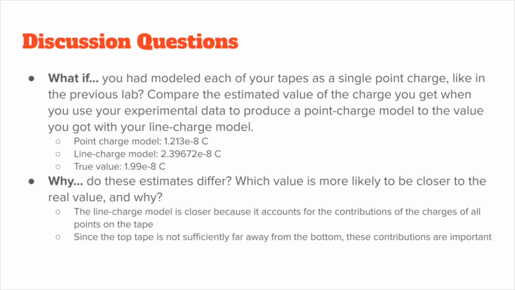So why do these estimates differ? This is because the line charge model is closer and because it accounts for the contributions of the charges of all the points on the tape. Since the top tape is not sufficiently far away from the bottom, these contributions are very important and we cannot estimate it as just a single point charge.